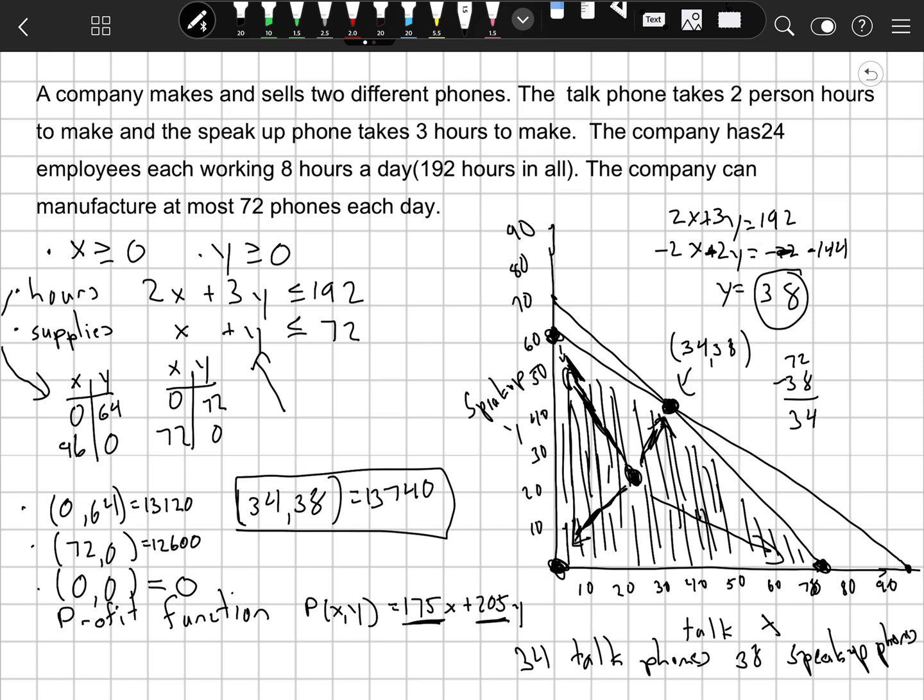And then with those points, we used a profit function. In this case, the company wanted to charge 175 for the talk phones and 205 for the speak up phones. With that kind of a profit, they can plug in these ordered pairs and see how many of each phone they should make based on their profit function.